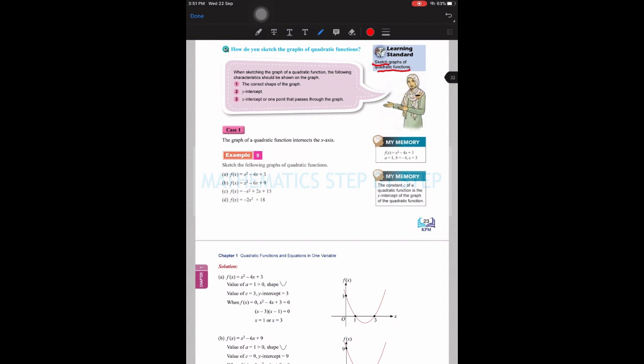Today we'll learn how to sketch graphs of a quadratic function, okay? First, we have to draw the correct shape of the graph. We know that if a is greater than 0, it is a smiley, and if a is less than 0, it is an inverted smiley. The y-intercept we know from the value of c. For the x-intercept, or one point that the graph passes through, this will determine the roots first. So let us go through this example 8 together.